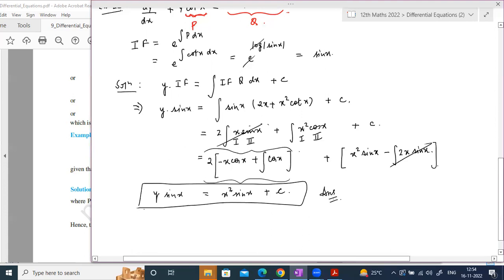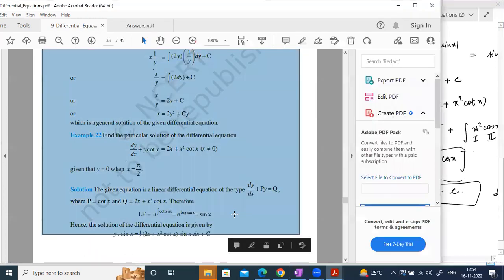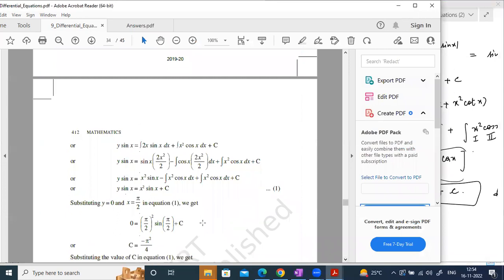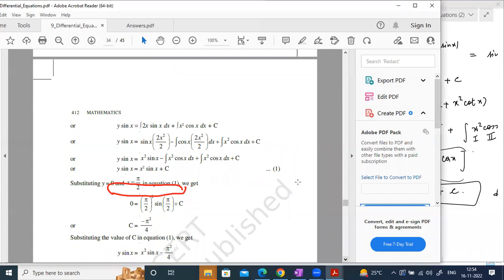Yes, sir. The answer is correct. And we can even find out the particular solution by substituting the given values of x and y and finding c.